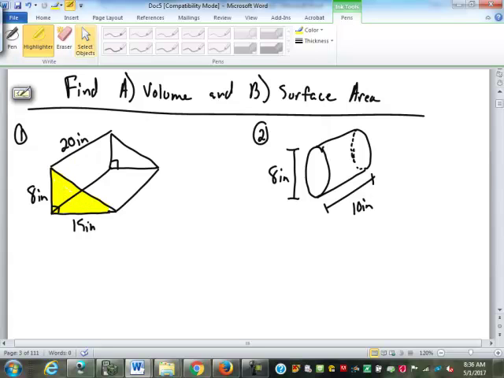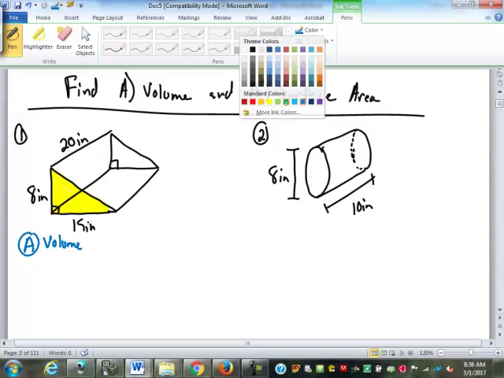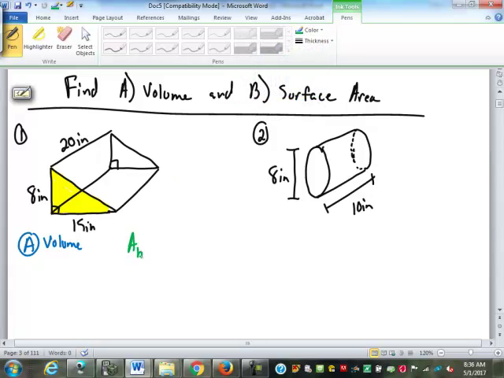I take that triangle, we're talking about sliding it through cookie dough or whatever. That's the shape that cookie cutter would have to be to cut that object out. So that triangle is my base. So the first step in finding volume or surface area, but we're finding volume first for part A, the first step is to find the area of the base.